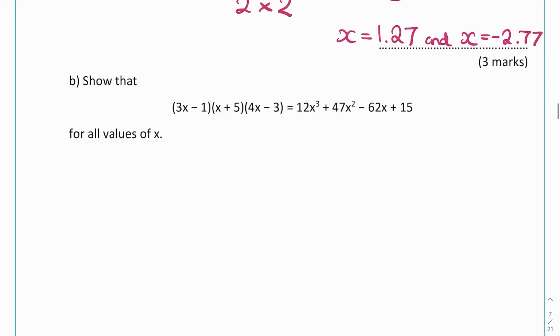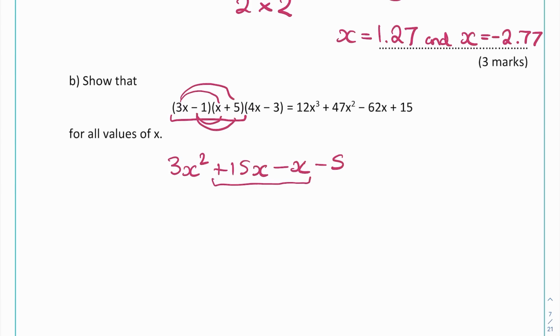For part B, we're being asked to expand and simplify triple brackets, and it's told us what it's going to equal. So you need to pick 2 of these brackets to start with, doesn't matter which 2, and expand those. So if I expand the first 2, 3x times x is 3x squared, 3x times positive 5 is positive 15x, negative 1 times x is negative 1x, and negative 1 times 5 is negative 5. I want to simplify these middle 2 pieces before I expand by the final bracket. So 3x squared plus 14x minus 5.